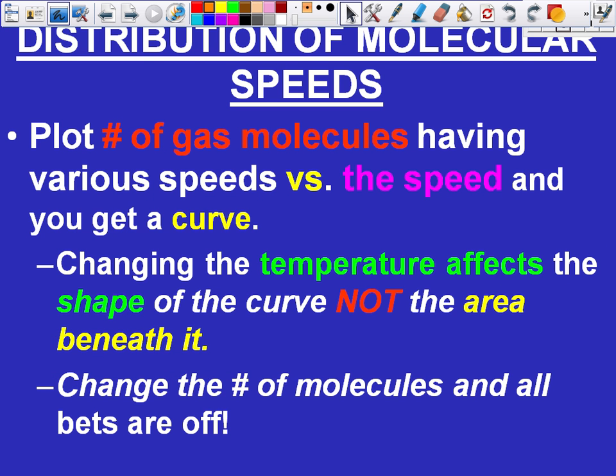All right, distribution of molecular speeds. Plot the number of gas molecules having various speeds versus the speed, and you get a curve. Basically what that means is the number of molecules versus speed. The more molecules you have, the higher the speed over a certain amount of time. Changing the temperature affects the shape of the curve, not the area beneath it.